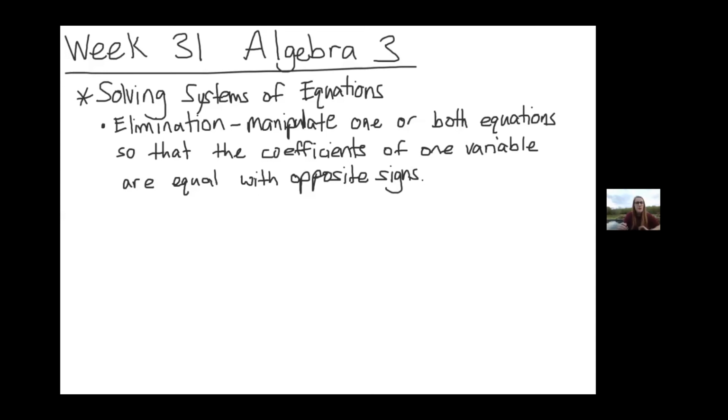Okay, so this is where you try to get it so that the x coefficients are the same number but opposite signs, so like negative 3x and positive 3x, or you can do it with a y variable, just whichever one is easier. And then you combine the equations.